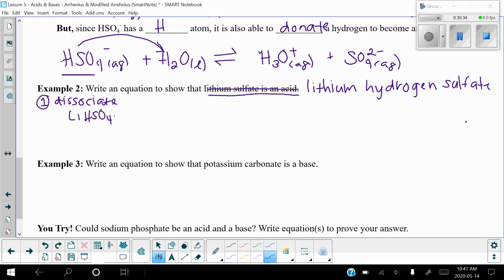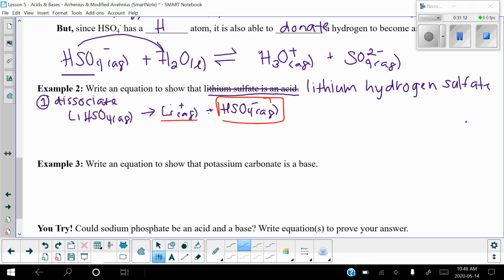LiHSO4 aqueous. We dissociate it. Li forms a lithium ion plus HSO4 minus, hydrogen sulfate, aqueous. Now you're going to choose either something that has a hydrogen in it or something that has a negative in it. So that rules out lithium. We can't really use lithium. It's not going to help us determine if it's an acid or base. So we look at this guy here, our hydrogen sulfate.